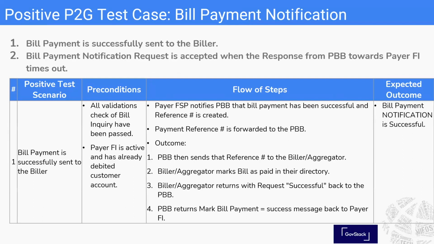The next leg of the bill payment is the bill payment notification, marked bill payment notification, that is initiated by the payer FSP. Some of the successful test cases would be that a bill has been successful, it sends the correct payment reference number in the format that is expected within the bounds, and it sends the correct bill inquiry ID. So it will be successful and it can send it onwards.